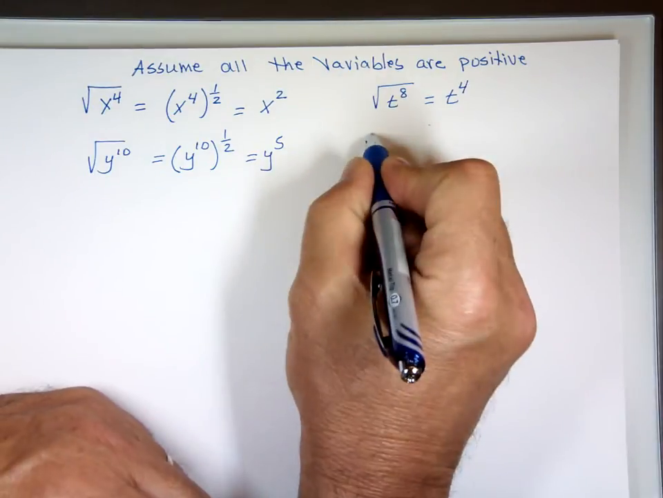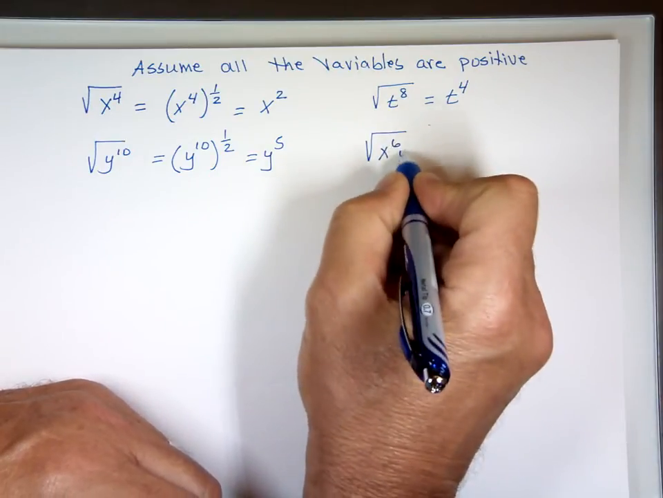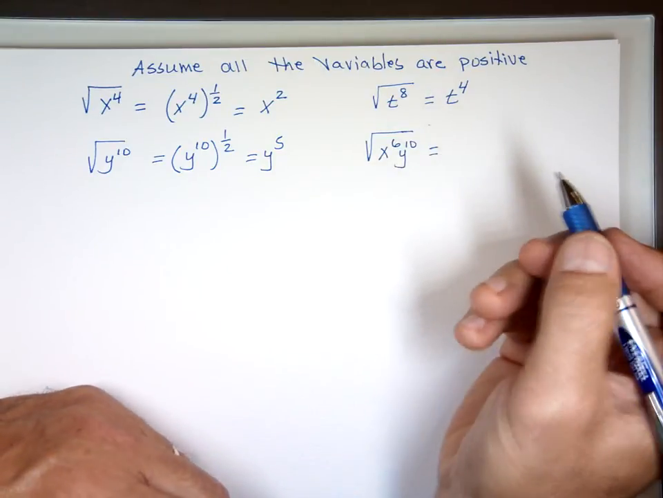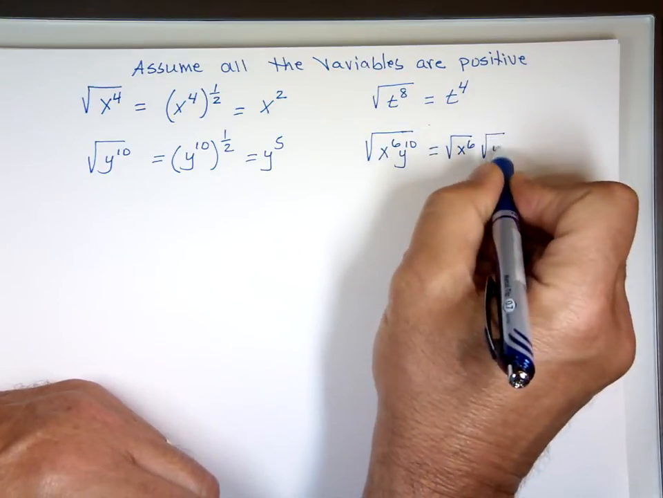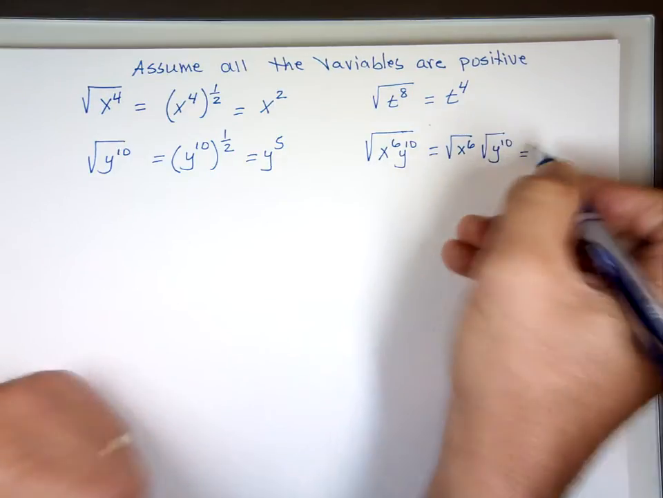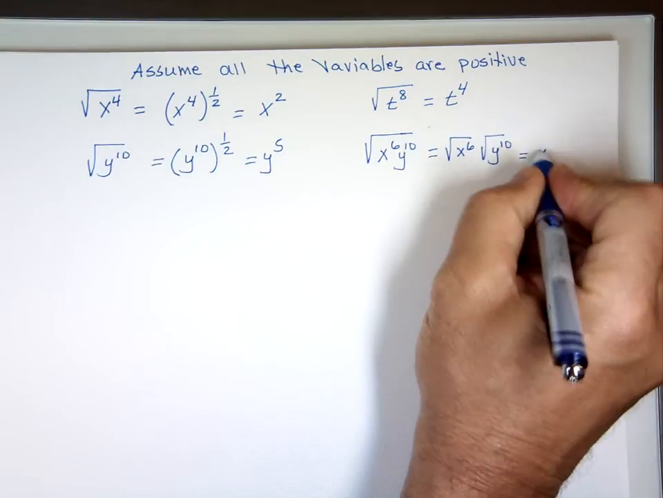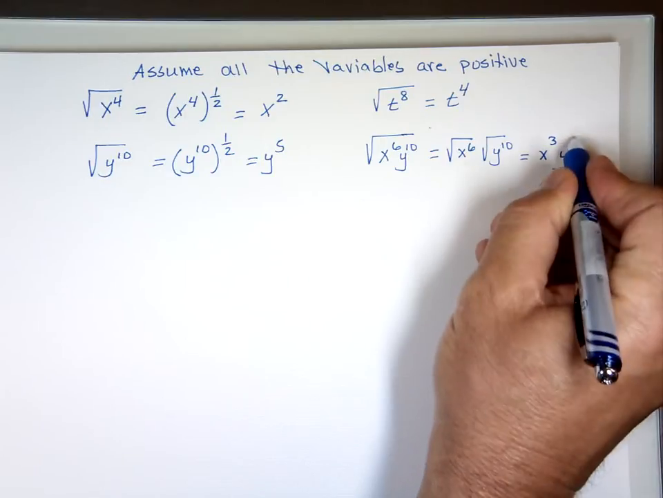What is the square root of x to the 6th y to the 10? Remember, you can break this one down, the square root of x to the 6 times the square root of y to the 10, using that rule there. And the square root of x to the 6 is what? What's half the 6? Is it 3? So it's x to the 3rd, y to what power? What's half of 10? 5.